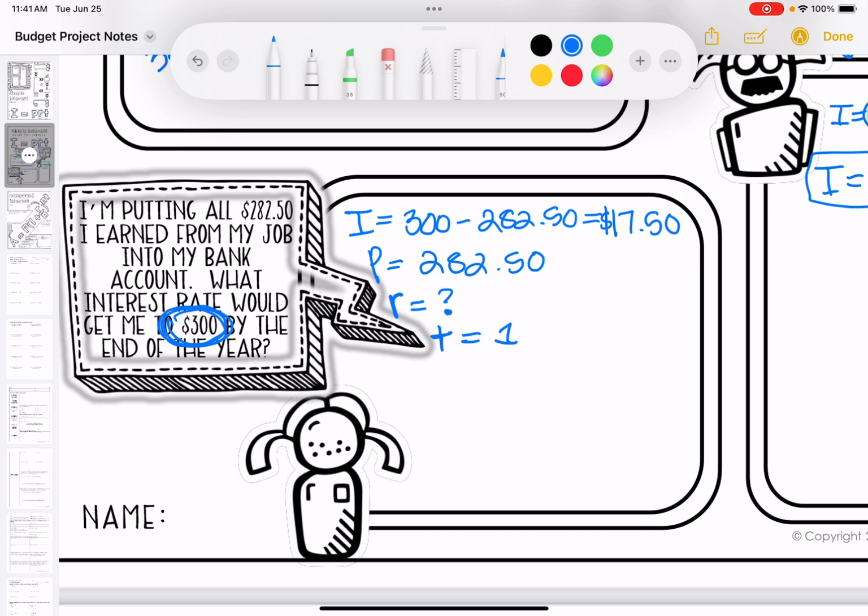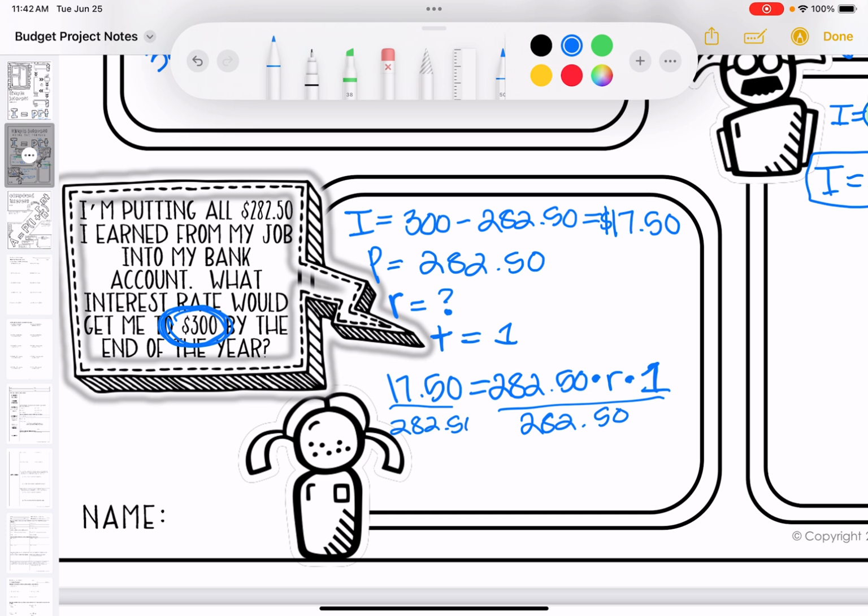So now I'm going to line it up. So I have $17.50 equals my principal times R times 1. Now I just have to solve for R. So to solve for R, I need to move that 282.5 to the other side, so I'm going to divide. So I'm left with R equals, when I divide that, I get 0.0619.